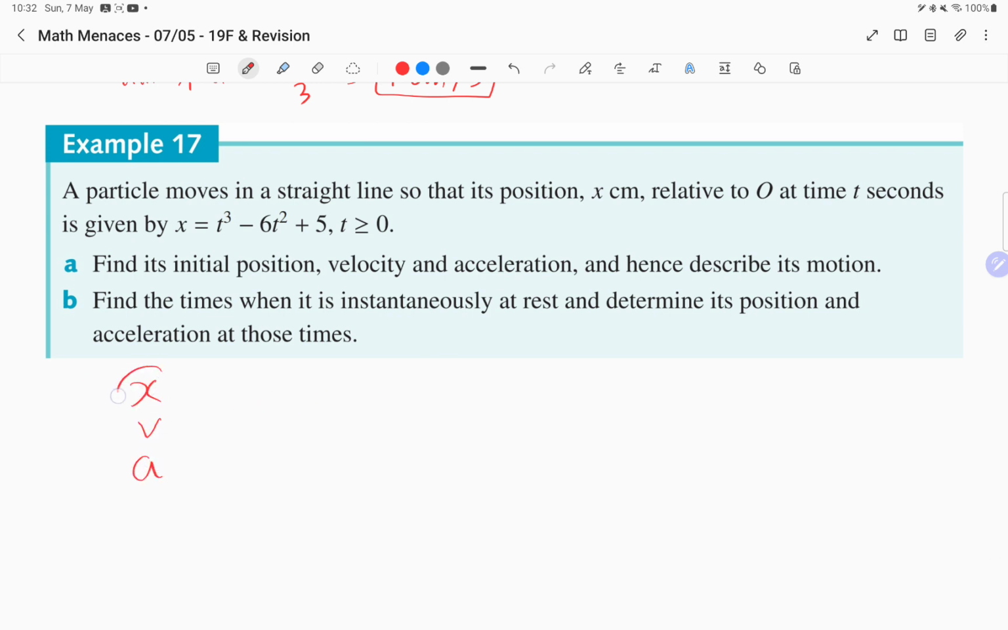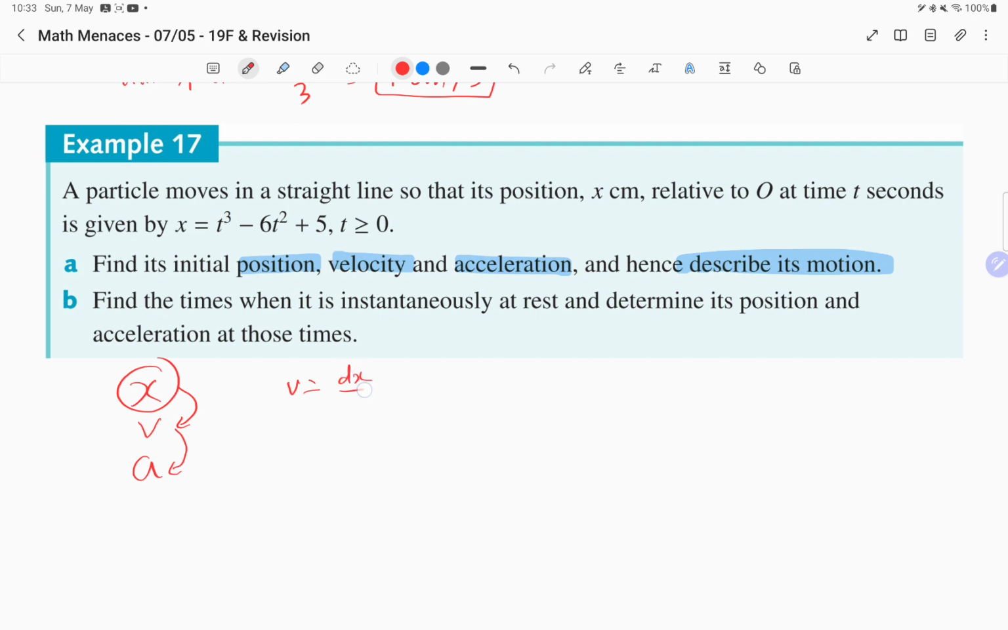In this case, we're given x, but then they ask you for the initial position, velocity, and acceleration, and hence describe its motion. Right? This is the new part here. All right. So they ask us for everything, so basically both velocity and acceleration. So you need to find velocity, which is deriving x, and then acceleration, which is deriving velocity. So let's do those ones first.